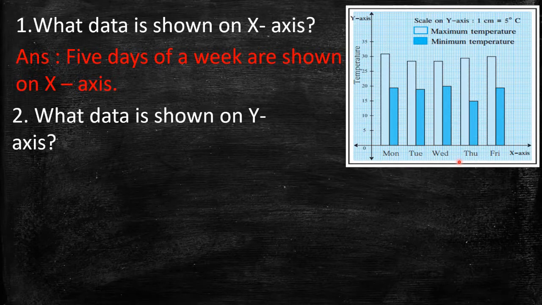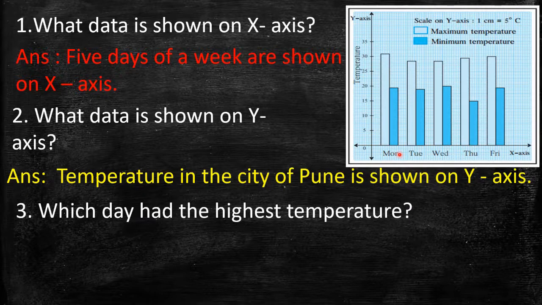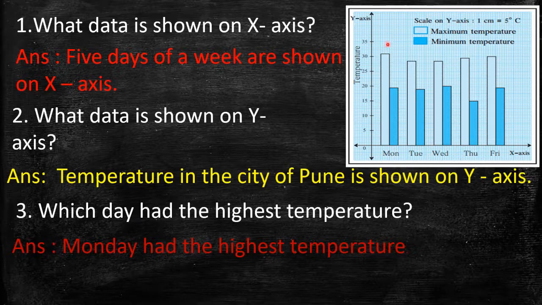Question number 2, what data is shown on the y-axis? So on the y-axis, the temperature in the city of Pune is shown. Question 3, which day had the highest temperature? So students, from here you can see the highest temperature. So Monday had the highest temperature.